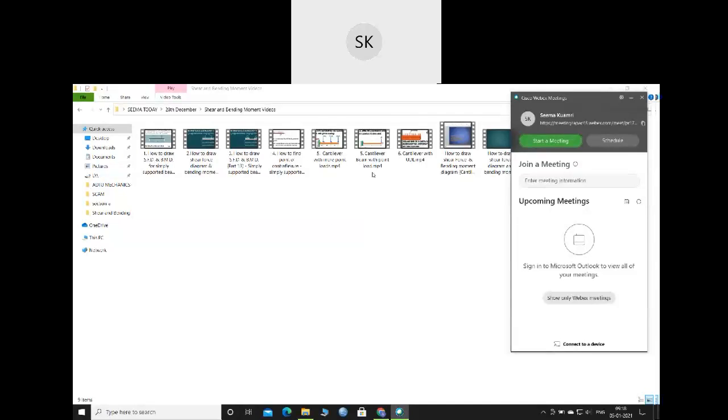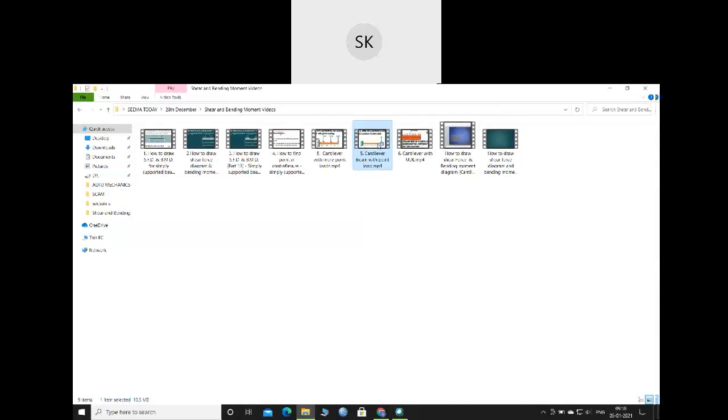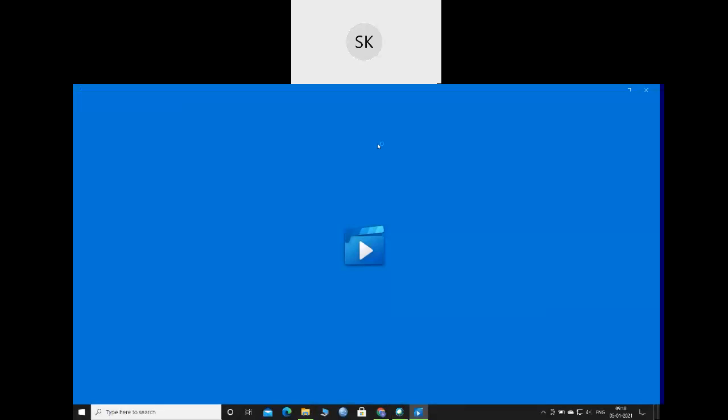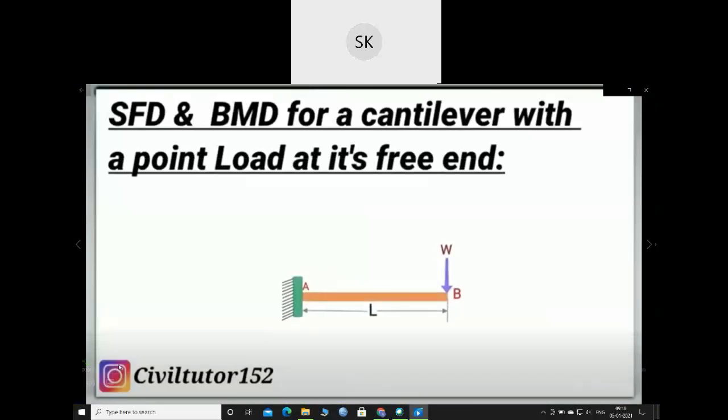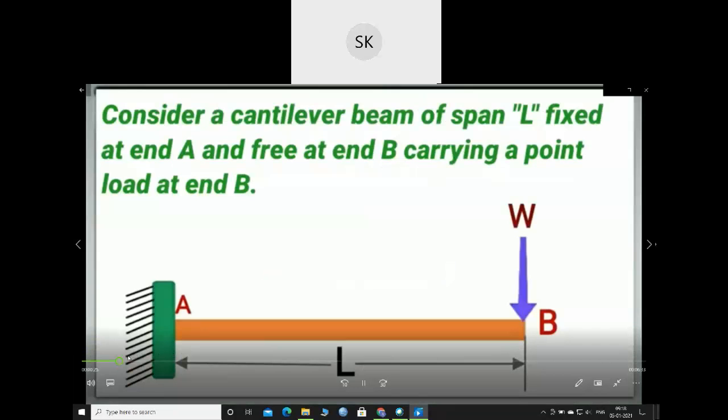So today we'll discuss the cantilever beam. Cantilever beam with point load. First we'll see cantilever beam with point load.